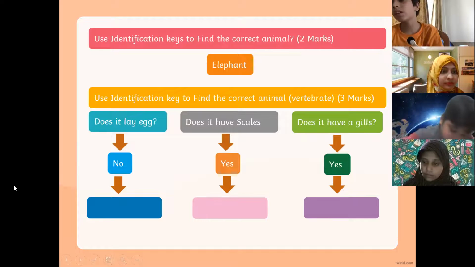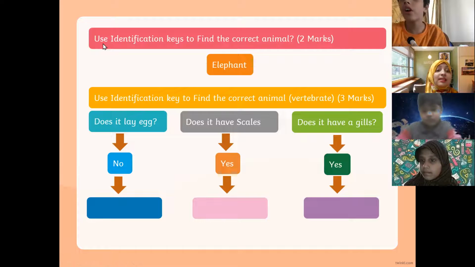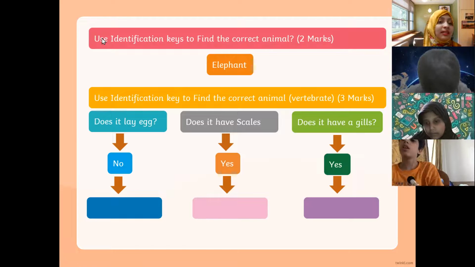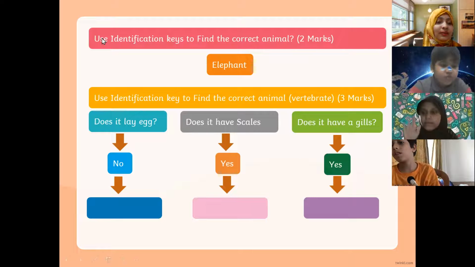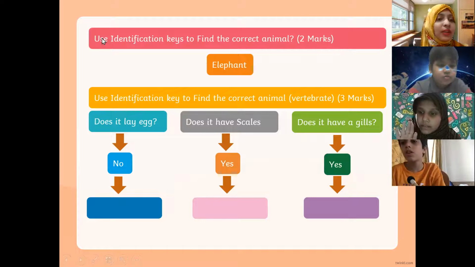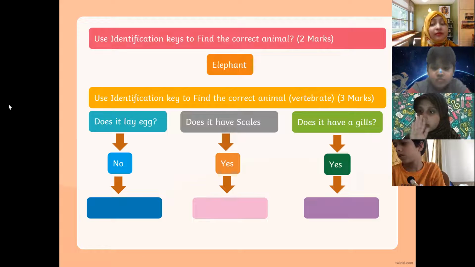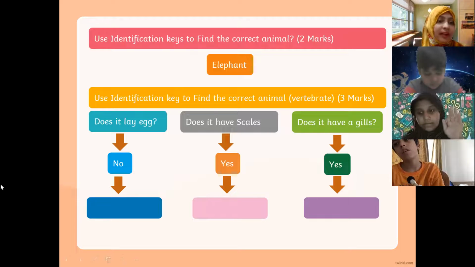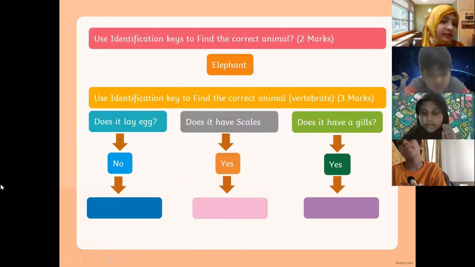What is gills? Okay. Which animal has gills? If I'll give fish. Muhammad Ali, you don't have to give away the answer. Which animal is with gills? Only one category has gills. Which animal is that? You have to write, or which category is that?